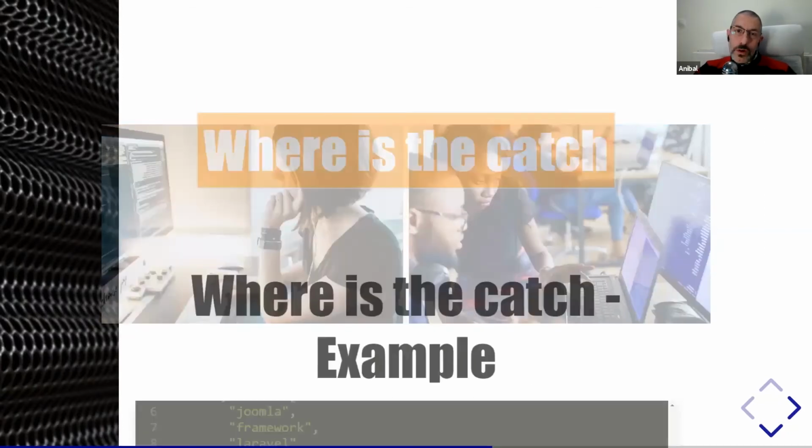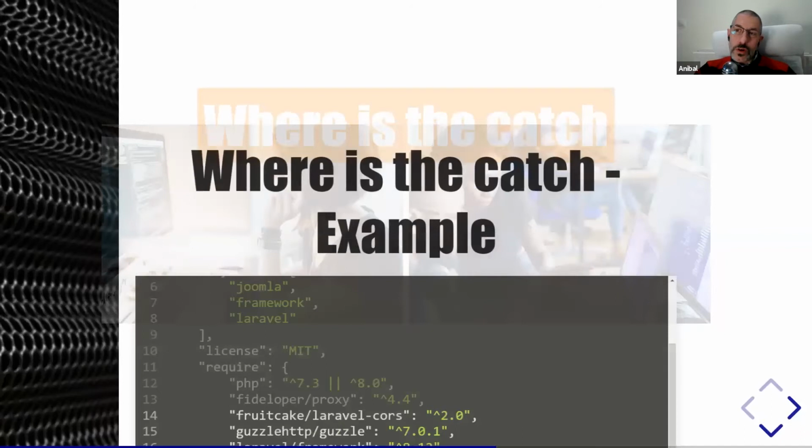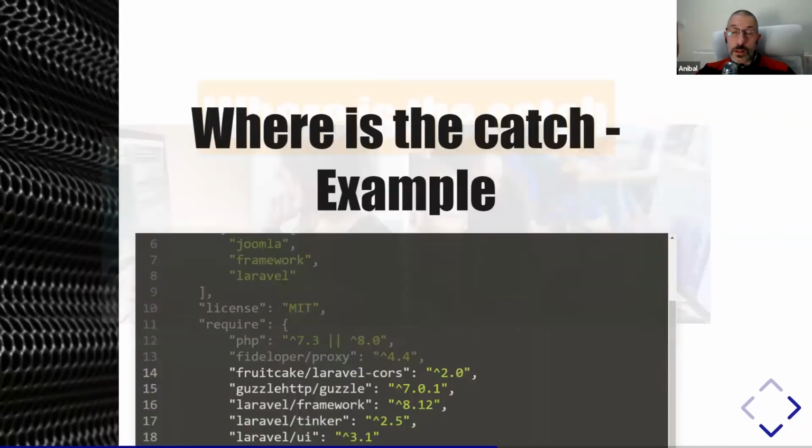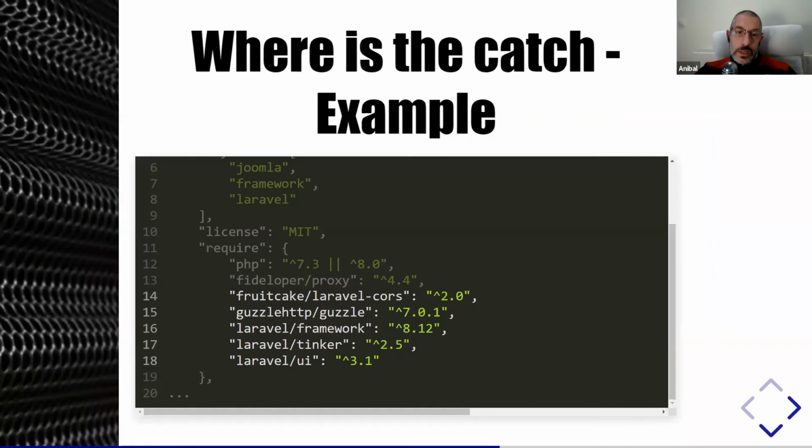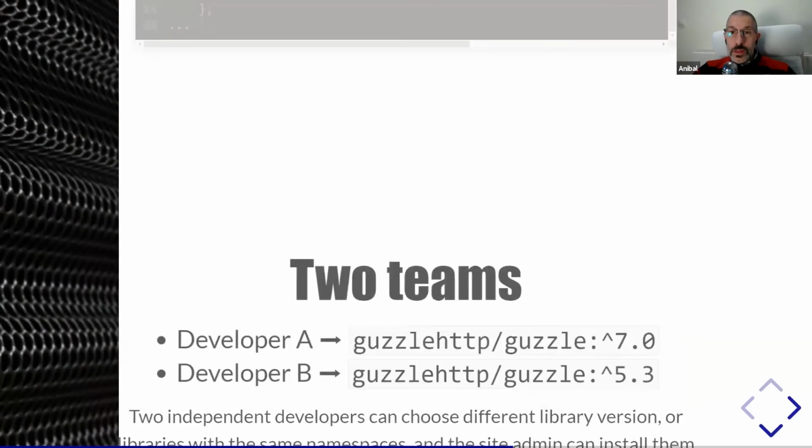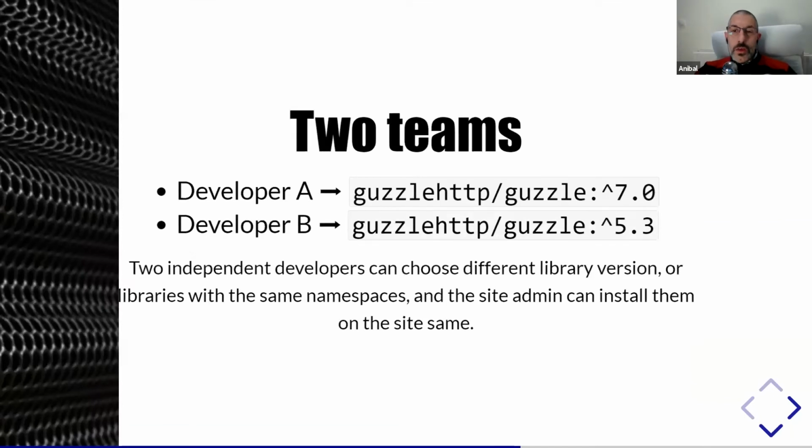So back to our starter project, where I introduced the case of using Laravel in a Joomla extension. These are the libraries that are used in this project. For example, you can notice that here we are using the Guzzle library version 7. So if we find ourselves in a situation where one team is using Guzzle 7 and the other team, for example, is using Guzzle 5, they are going to be in trouble.